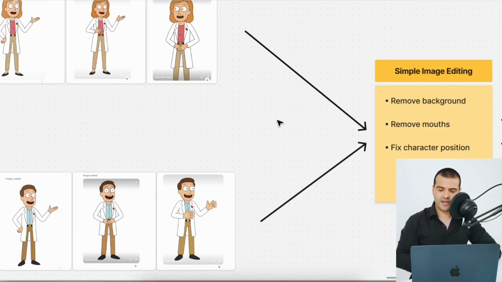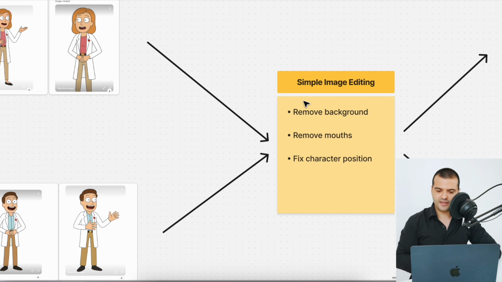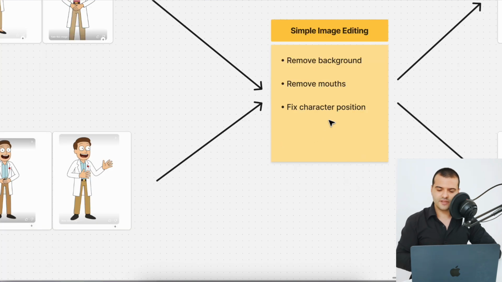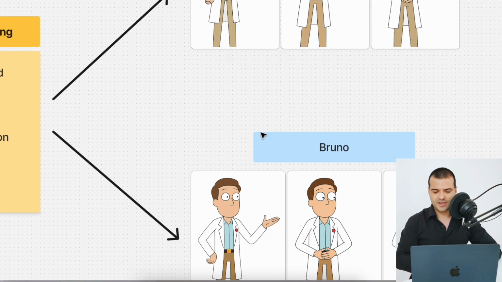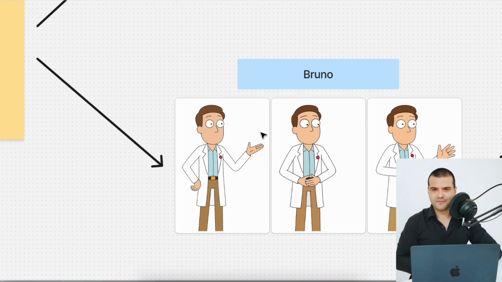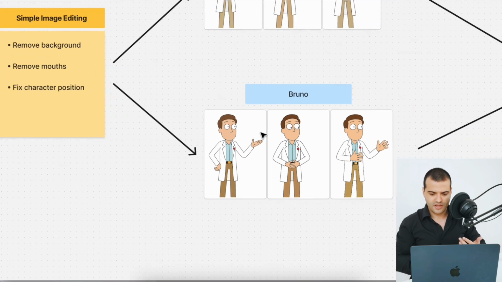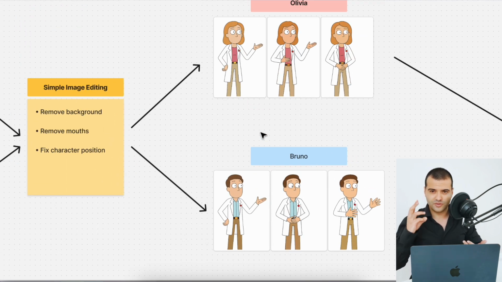The next step was I downloaded the image to my computer and did some simple image editing. I removed the background, I removed the mouths because we will import our own mouths, and I fixed the characters' positions. And this is our female character here, Olivia. Three poses here, like she is talking, she is explaining something. And this is Bruno, our male character. He is also talking and explaining something. And we have two characters with three different poses we can use for our animation.